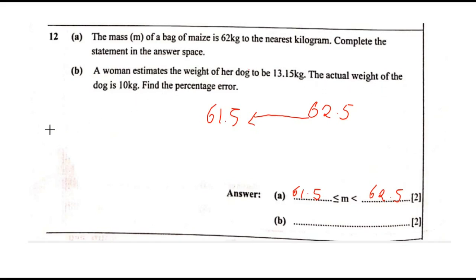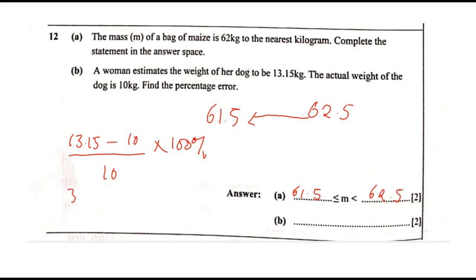A woman estimates the weight of her dog to be 13.15 kilograms. The actual weight of the dog is 10. Find the percentage error. So percentage error is simply equal to the estimated value, which she estimated to be 13.15 for the dog, then we subtract the actual, which was 10, then we divide everything by the actual again, which was 10. Then we multiply by, it's a percentage, so guess what? 100. And then, of course, this has to be a percent.